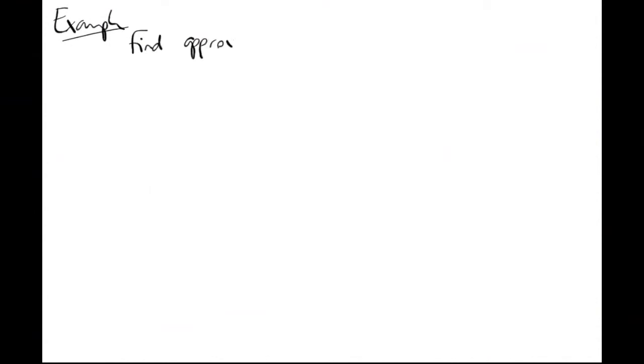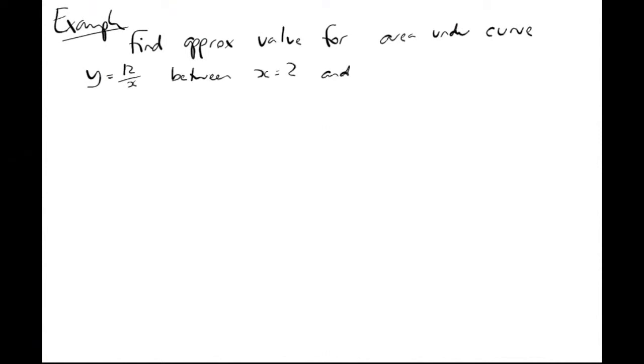Find the approximate value for the area under the curve y equals 12 over x between x is 2 and x is 5. At the moment we've got no better way of integrating this, because if we wrote it as 12x to the minus 1, add 1 to the power divided by the new power, dividing by 0, not a good idea. So what we're going to do is we're going to use only a few trapeziums between x is 2 and x is 5.